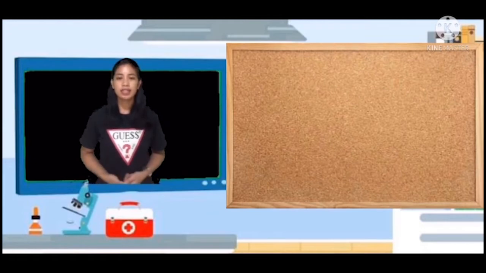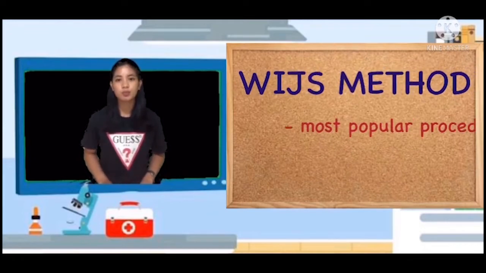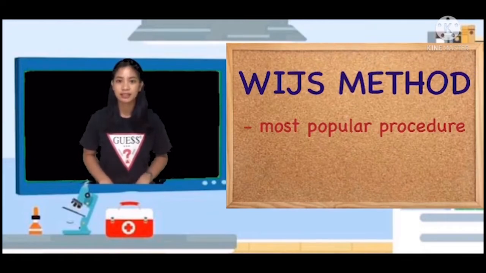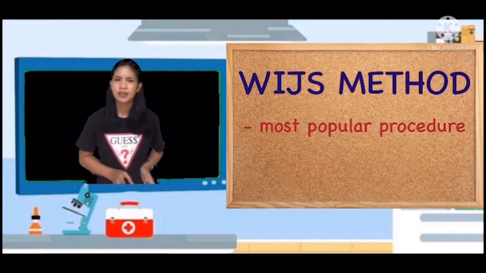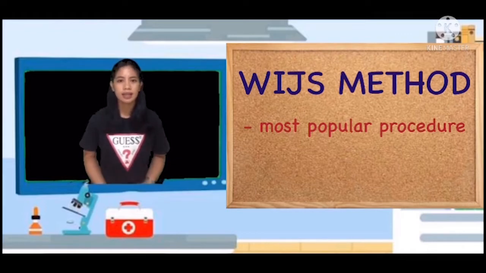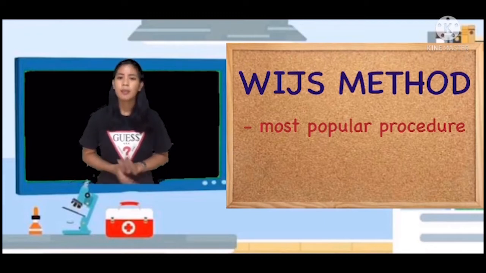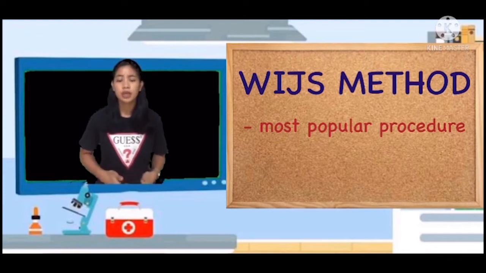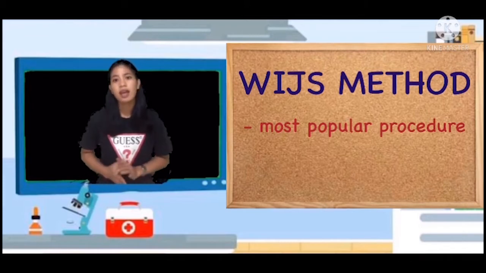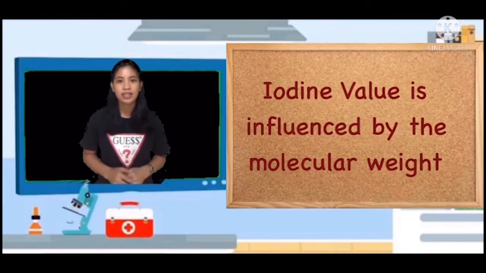Now we have here the Wijs method, which is the most popular procedure for the iodine value. But aside from that method, all other methods suppose that a normal carbon-carbon double bond takes up 2 atoms of iodine. Apart from the number of double bonds present in the molecule, the IV or iodine value is also influenced by the molecular weight.